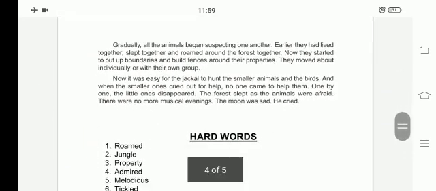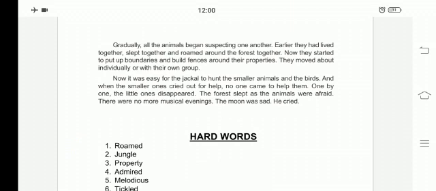Gradually, all the animals began suspecting one another. Earlier, they had lived together, slept together, and roamed around the forest together. Now, they started to put up boundaries and build fences around their properties. They moved about individually or with their own group. By polluting their minds, everyone started to suspect one another.